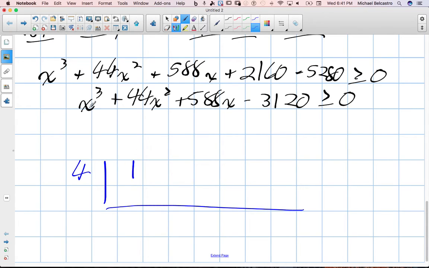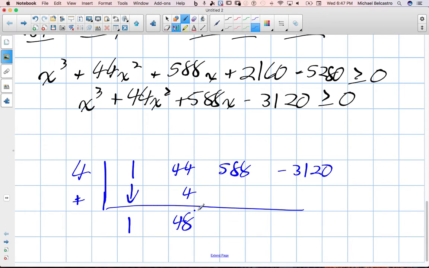We'll take our coefficients: 1, 44, 588, and negative 3120. If I take the positive value, then I have to make sure I subtract as I go through this, or I could just add my way through. Positive value actually should be adding through. So we bring the 1 down, we have 1. We then multiply by 4. So 1 times 4 is 4. 44 and 4 is 48.